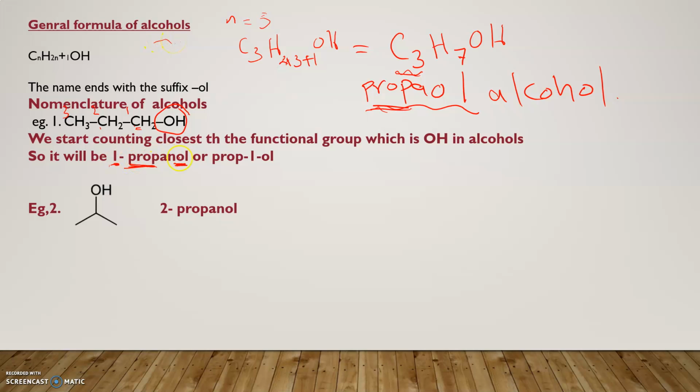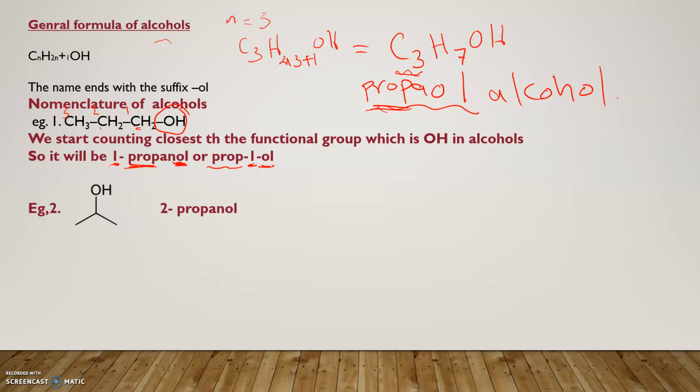So it's 1-propanol. 1 represents the number of the carbon that carries the functional group, then the name of the stem, and just add the suffix. You can write it in another way: just write the prefix prop, which is 3 carbons, and the number of the carbon carrying the functional group, and then OL, which is the suffix that indicates that this is an alcohol.